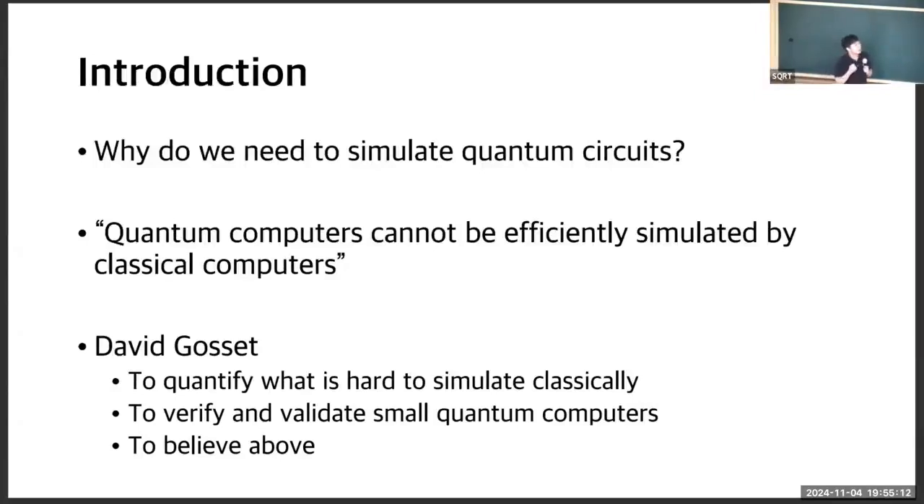One of the researchers who research this particular topic, David Gosset, said that the purpose is to quantify what is hard to simulate classically, and to verify and validate small quantum computers like near-term ones, such as ion trap or superconducting devices, which are a little bit small to use now. So that is more to validate by classical simulators, and to believe that we cannot simulate quantum circuits efficiently with classical computers, so we can strongly hold that belief above.